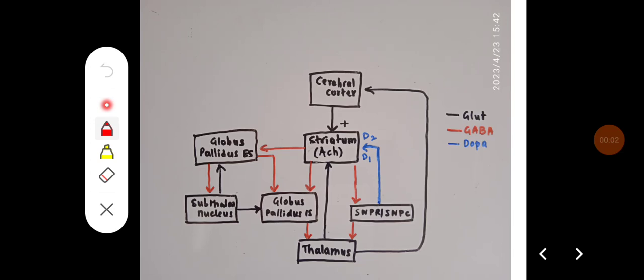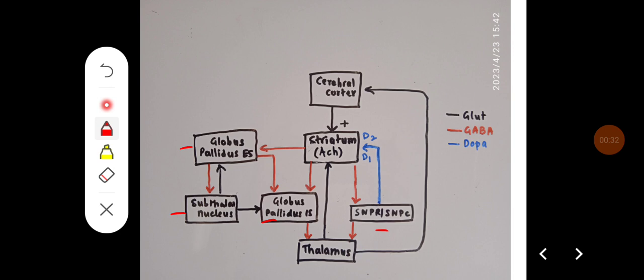Hello everyone. With this diagram, we'll try to understand the internal circuit of basal ganglia. The important nuclei of basal ganglia are corpus striatum, which is made up of caudate nucleus and putamen. Then we have globus pallidus, which is globus pallidus externus and globus pallidus internus. There is a subthalamic nucleus and also substantia nigra.